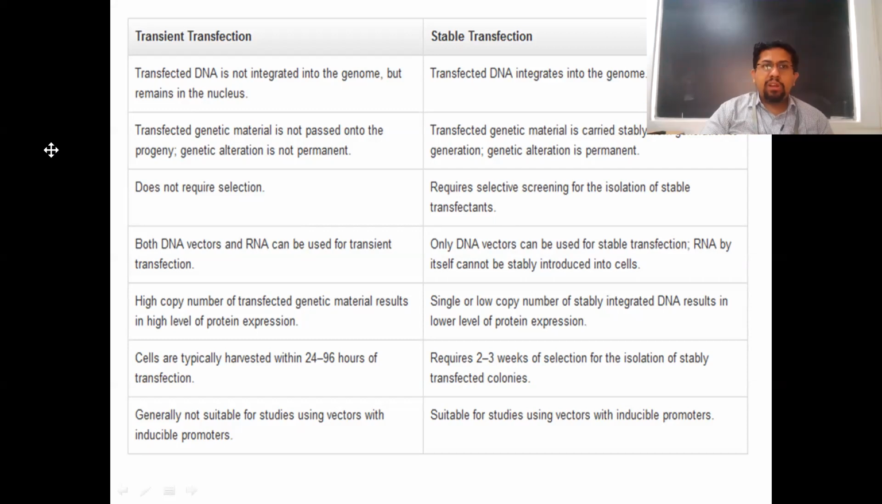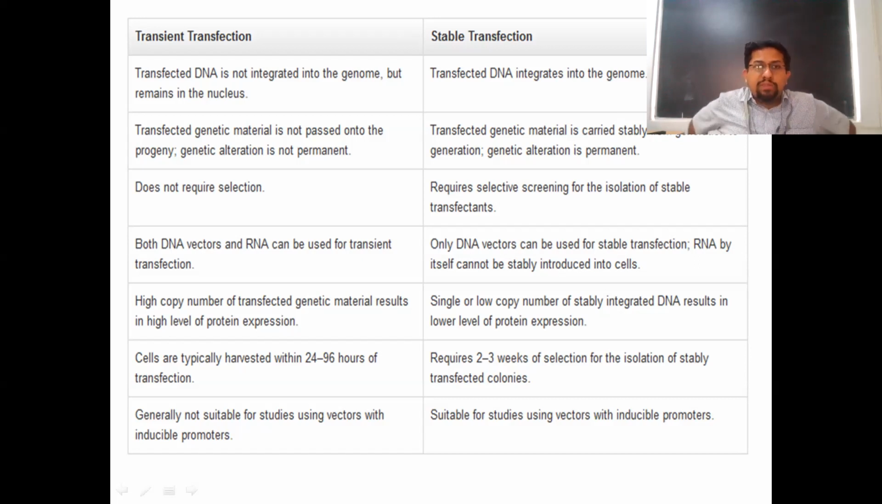So when you are doing transfection, the gene of interest might integrate into the genome, or it could stay within the nucleus, as in the case of transient transfection. So if you have to make sure that your transfected gene integrates into the genome successfully, you need to screen the transfectants. That is very much required in stable transfection.